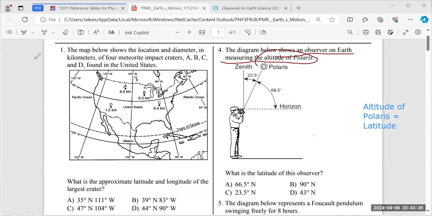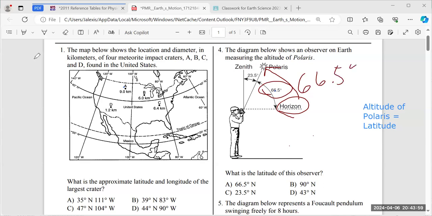So that means when I am looking, sorry, what is the latitude of the observer? When you're measuring an angle, you always measure from the horizon to Polaris. From the horizon to Polaris. All right. So that means from the horizon to Polaris is the number that matters. 66.5 degrees. So that means we see Polaris at a 66.5 degrees angle.